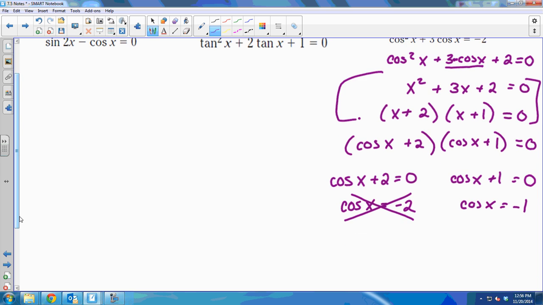What about cosine x equals negative 1? What does x equal? Pi, plus 2 pi k. Questions about that one?